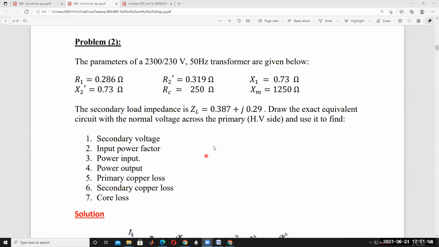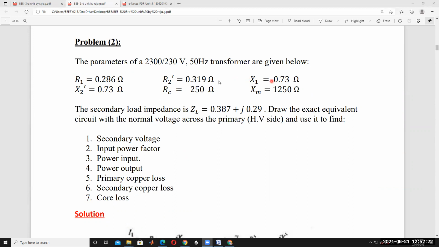This is also a similar problem. The parameters of a 2300 by 230 volts, 50 Hz transformer are given like this. R1 is the primary winding resistance. R2 dash is the secondary side parameter converted to primary side, that is R2 dash is equal to R2 by K square, or otherwise R2 into K square depending on the direction of conversion.